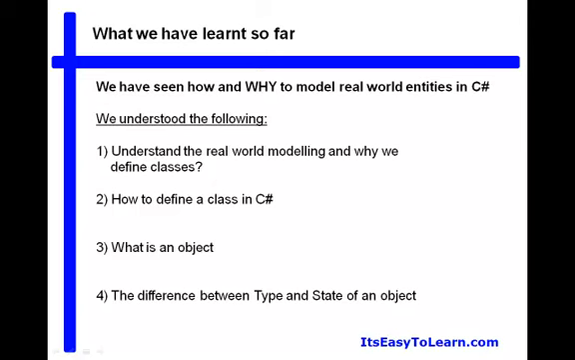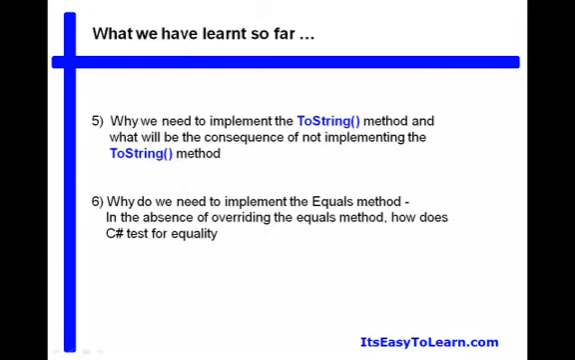An object is an instance of a class. S1, S2, S3 were all student objects of type Student. We also saw the difference between the type and the state of an object. We also saw why we need to implement the ToString method, because if you don't implement it, the output from the WriteLine method is meaningless. So this will help you a lot while debugging your programs in real time. As a good practice, always implement the ToString method. We also saw how to implement the Equals method. In the absence of overriding the Equals method, C# uses just reference checking for equality.